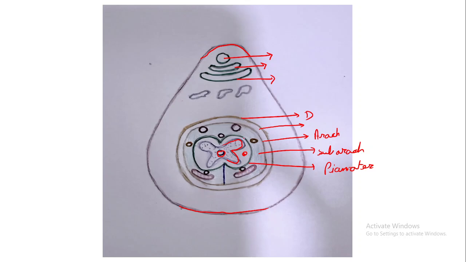Now, in this subarachnoid space, there is the vertebral artery. So this one is the vertebral artery, along with its sympathetic plexus. This is the anterior spinal artery.